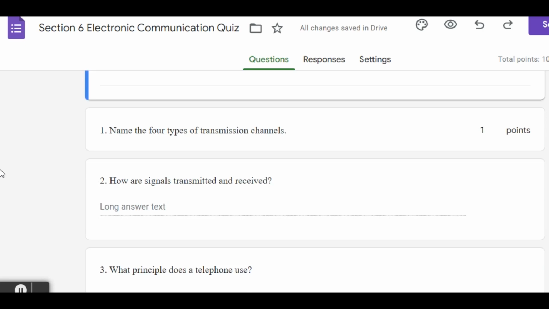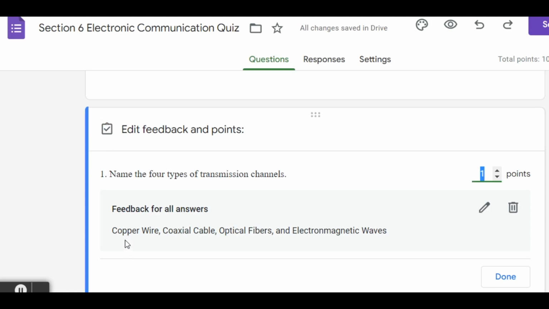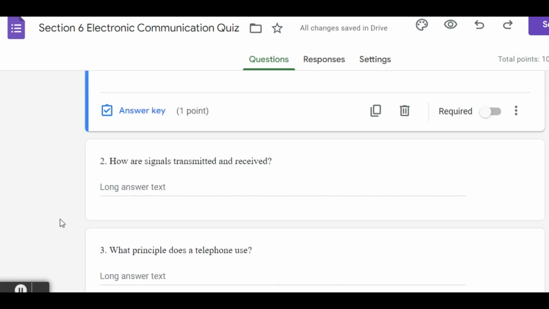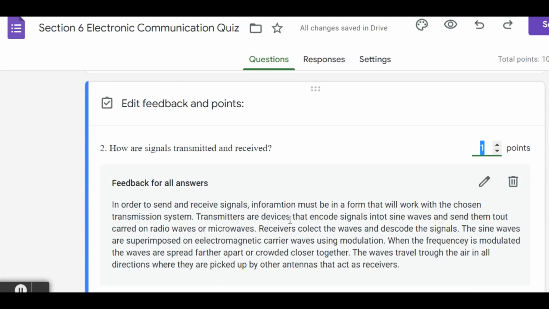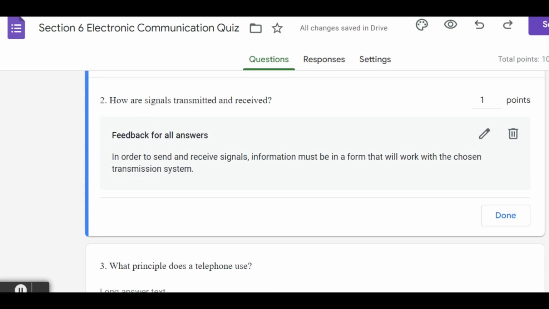Number 1, name the 4 types of transmission channels: copper wire, coaxial cable, optical fibers, and electromagnetic waves. Number 2, how are signals transmitted and received? In order to send and receive signals, information must be in a form that will work with the chosen transmission system.